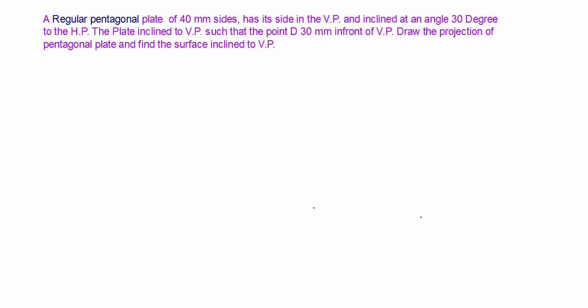A regular pentagonal plate 40 mm side has its side in VP and inclined at angle 30 degree to HP. The plate is inclined to VP such that the point D is 30 mm in front of VP. Draw the projection of the pentagonal plate and find the surface inclined to VP.